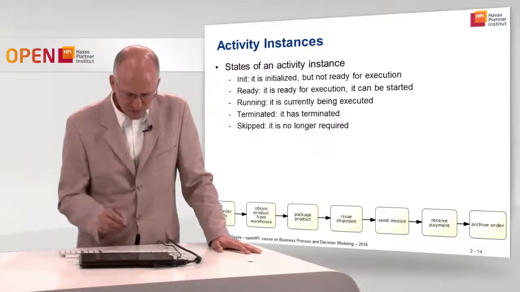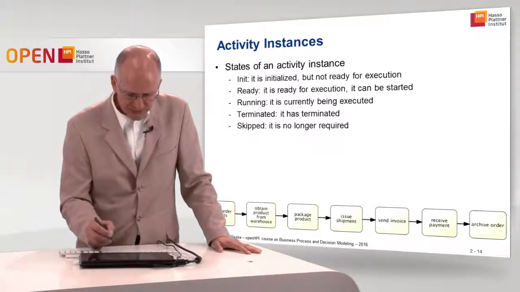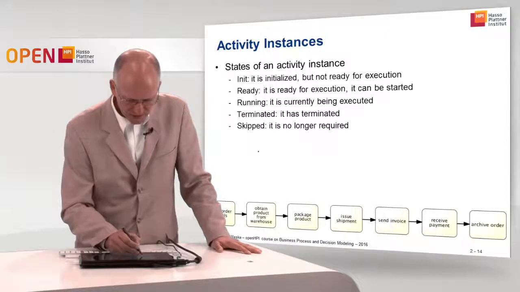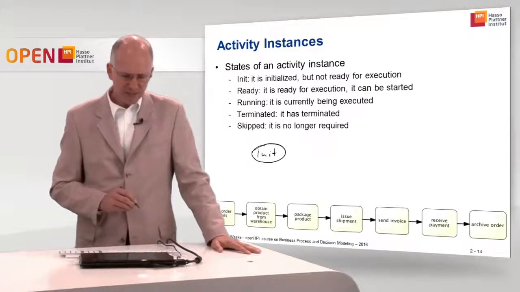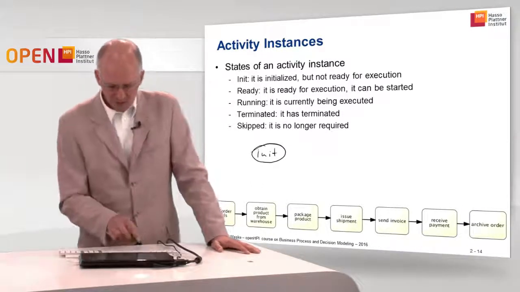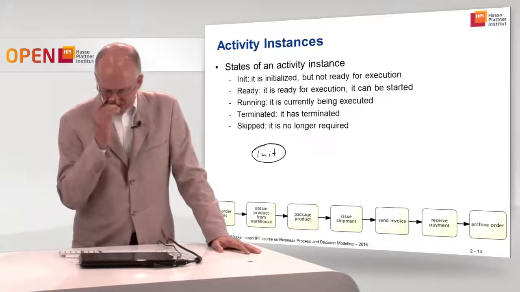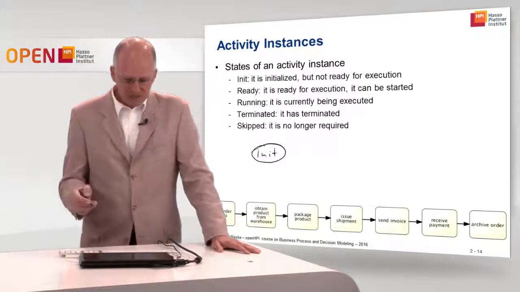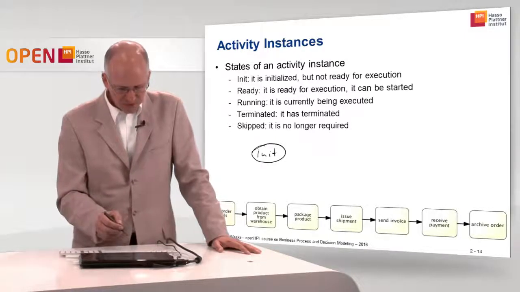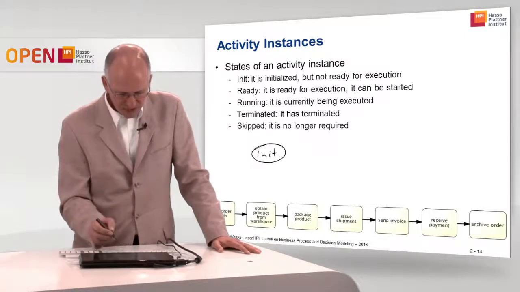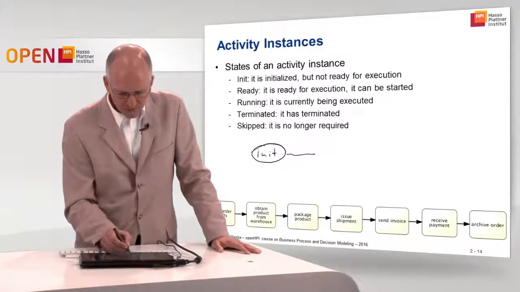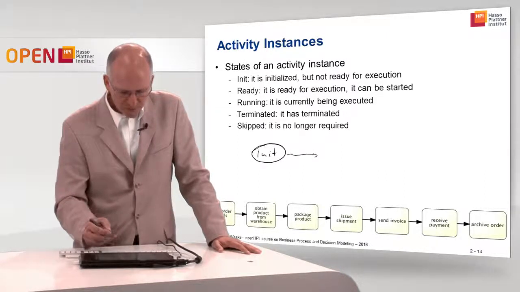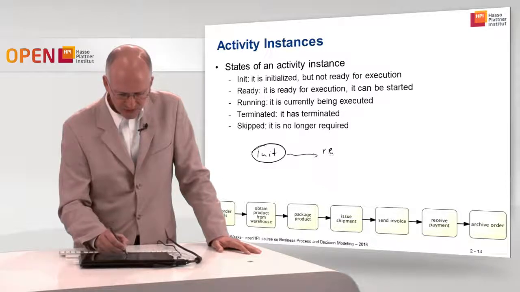So let's try to sketch the states of an activity instance and start with the init state. So this is the first state that an activity instance is in. And when the process starts, or when the process is created, then all the activities are in the init state. We have seen when the order arrives, then the first activity can be performed. Performed means it enters the ready state. So there is a state transition.